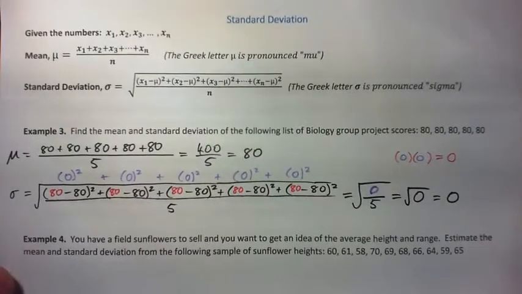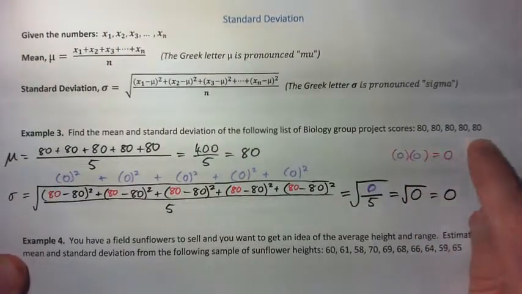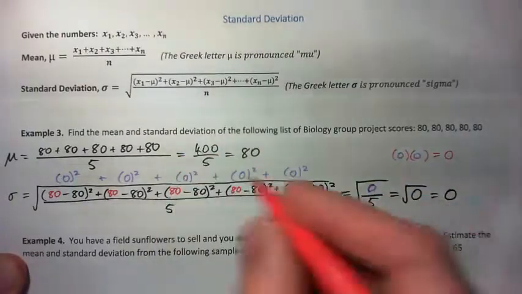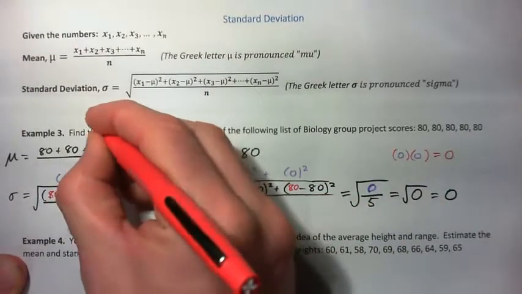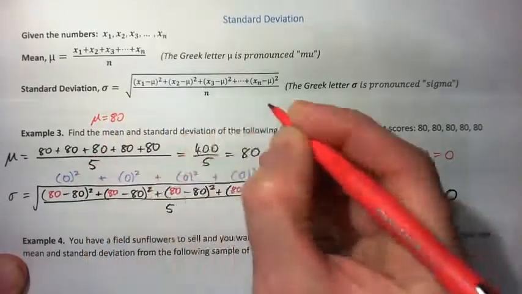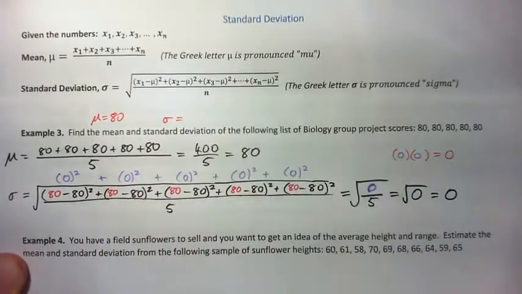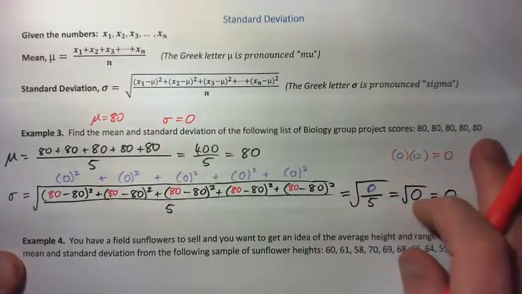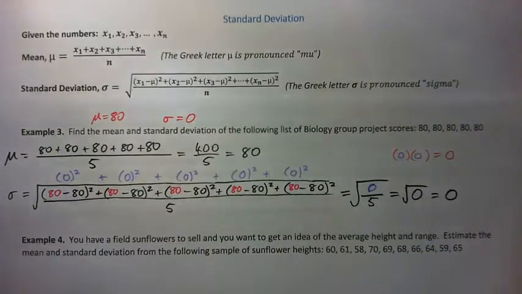If you've got a biology group project, there's 5 students, they're all given a grade of 80. The mean score is 80. The standard deviation is 0, because they don't vary from the mean at all. They're all exactly at the mean. Make sense?